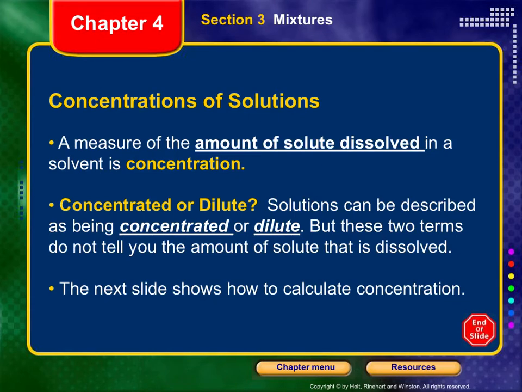We call this concentration. The amount of solute that's in the solution determines its concentration. We say something's very concentrated if it has a lot of solute in it. If you've ever seen those frozen orange juices in the grocery store, they're called concentrated orange juice. There's a lot of sugar and orange substance concentrated in that, and when you add water to it, you dilute it. So solutions can either be concentrated or dilute. These terms don't tell you how much solution is in there, just how concentrated it is.